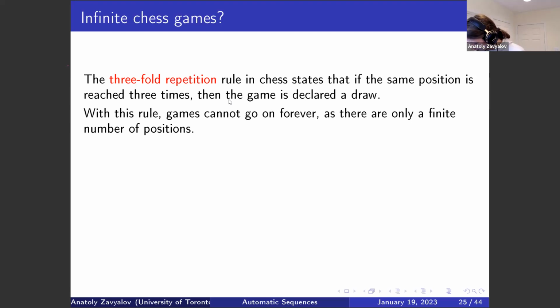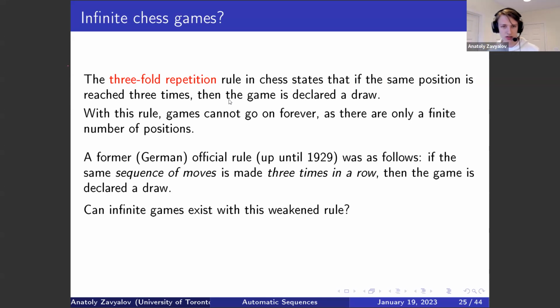But consider a slightly weaker version of this rule. This was an official rule up until the late 1920s. If the same sequence of moves is made 3 times in succession, then the game is declared a draw. So instead of the same position being reached 3 times, the same sequence of moves is made 3 times in a row. Is it still the case that we can't have infinite games? It turns out that you can have infinite games. That's why the slide is called that.